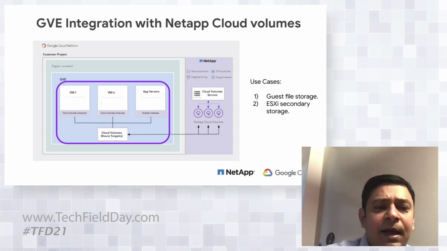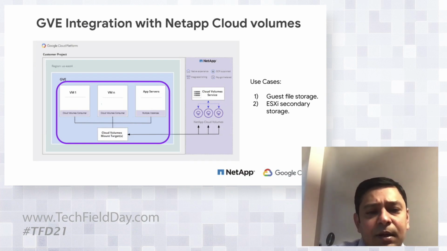So the use case here is that you have a Google VMware Engine environment on the left side of the picture, and you have these VMware virtual machines. Now, these virtual machines can consume cloud volume file storage as mount points, which are created in the Netapp Cloud Volume service. So the users would go to their Google Cloud Console, and from there, they would create these cloud volumes. And these cloud volumes are available to be mounted from within the guest virtual machines of VMware VMs. So that's the first use case, guest file storage.